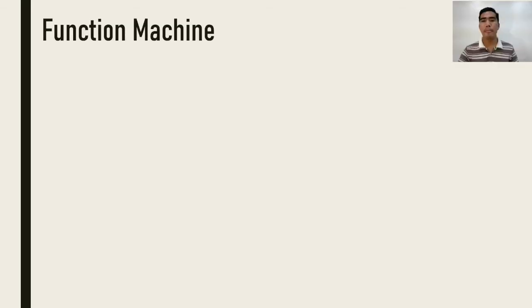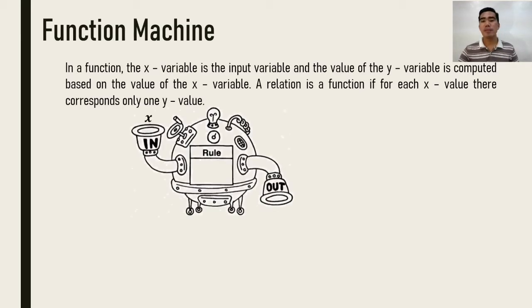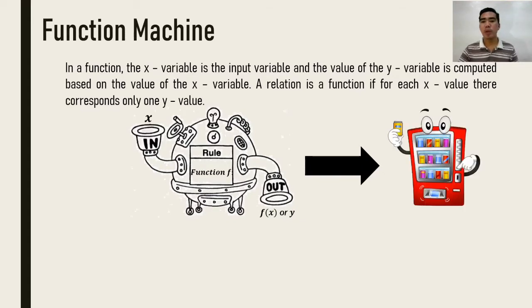evaluating of functions. So, in a machine, di ba? Basically, in a machine, the x variable is the input variable and the value of y is computed based on the x. So, meaning, whatever we input, the result is the output. Halimbawa, our input is doing hard work in mathematics, the output is to get good grades. Pag hindi nag-effort, wala nga pala. Yung nasa gitna is the rule or the function or the equation.